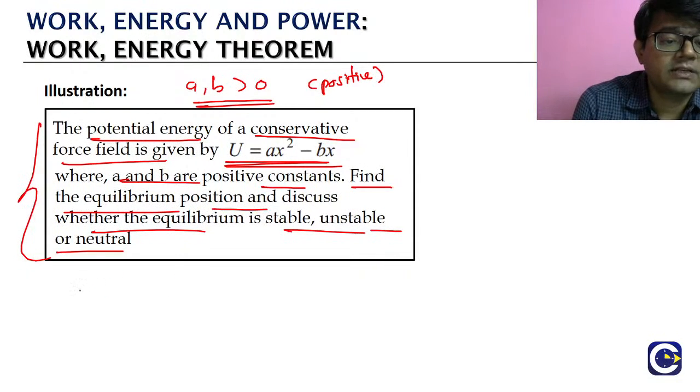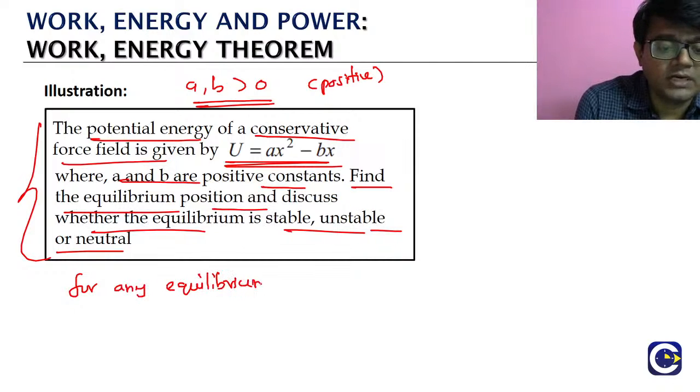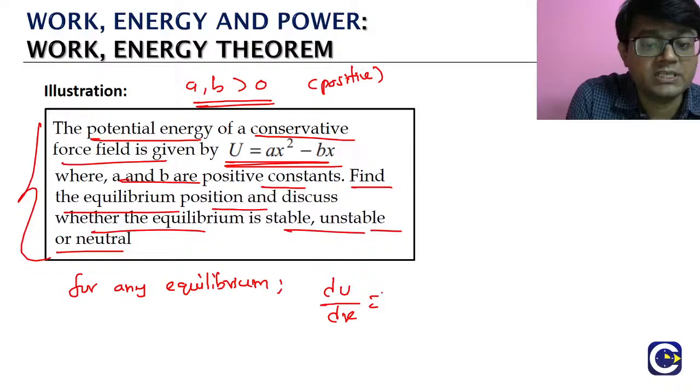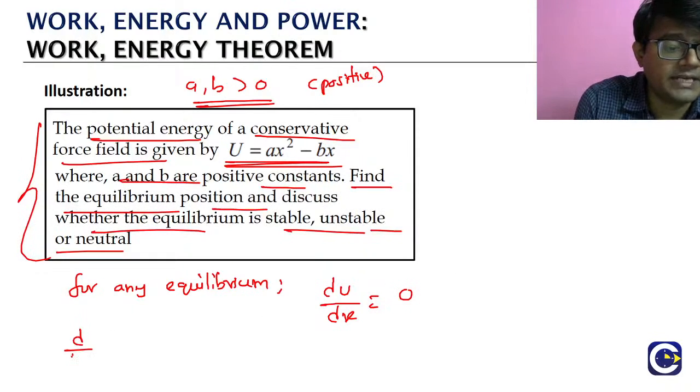How do we find it out? For any equilibrium, whether it is stable, unstable or neutral, what is the relation we have? Derivative of the potential energy function. Here they are giving us the potential energy function, right? Derivative of the potential energy function will be what? 0. So check, we have to take a derivative of ax square minus bx.